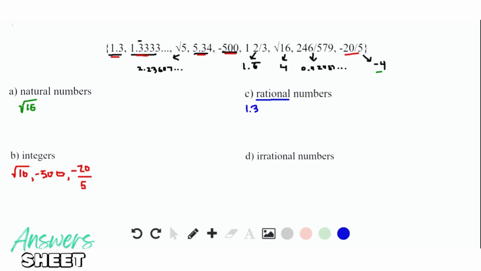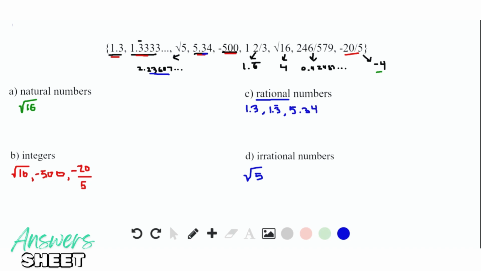1.333 with the repeating decimal is also rational because although it continues on forever, it has a repeating pattern, so it makes it rational. Square root of 5 has a decimal, but it's not repeating. It has no pattern whatsoever, so that means that square root of 5 is an irrational number. 5.34 has 2 decimal places that are set. They're finite, so 5.34 is a rational number.